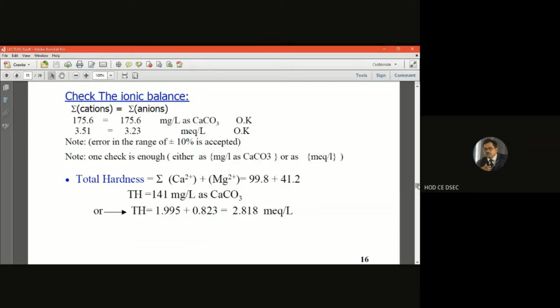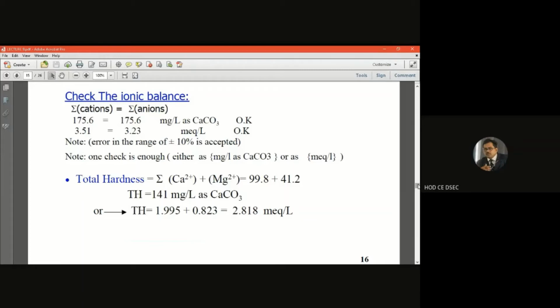So this is one check, either in milligram per liter as CaCO3 or milliequivalent per liter. The summation of the cations and anions should be equal within a variation of plus or minus 10%. That error may be accepted to check whether your computations are right or wrong.